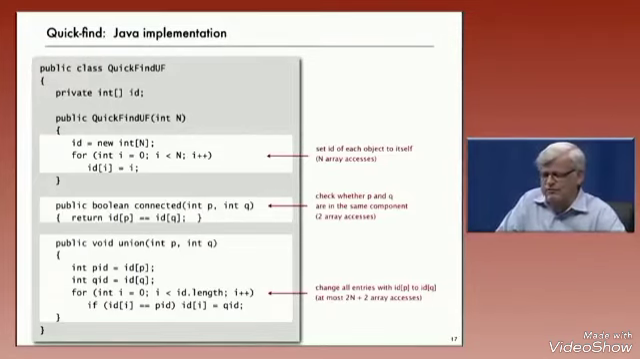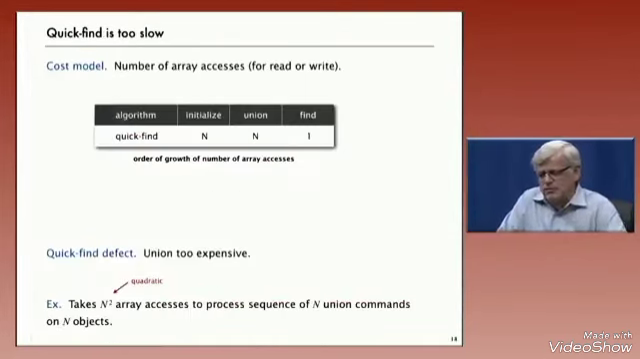And I mentioned that a lot of us would get this wrong. The mistake we might make is to put ID of P here rather than first picking out that value. And you can think about the implications of that. That's an insidious bug. So that's a fine implementation of Quick Find.